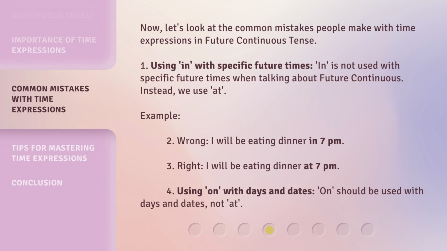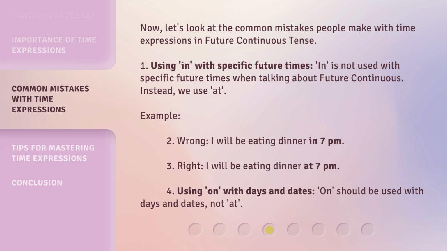Now, let's look at the common mistakes people make with time expressions in future continuous tense. 1. Using in with specific future times. In is not used with specific future times when talking about future continuous. Instead, we use at. Example: Wrong, I will be eating dinner in 7 p.m. Right, I will be eating dinner at 7 p.m.